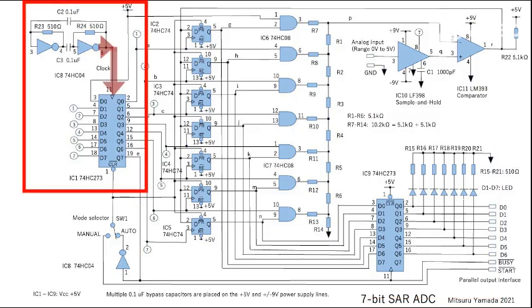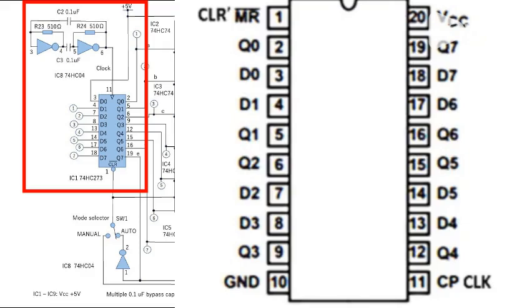The output of the inverter-based clock, running at 10 kHz as proposed by Yamada, which was confirmed in the first part of the SAR ADC, clocks IC1. Each output of IC1 connects to its next input, seen through these nets. This allows for the successive approximation of each bit, as on the first clock tick, the high on D0 shifts to Q0, which is connected to D1. On the second tick, the high on D1 shifts to Q1, which is connected to D2, and so on.